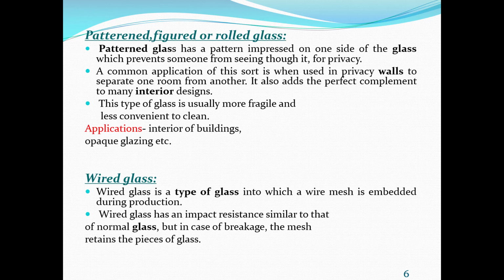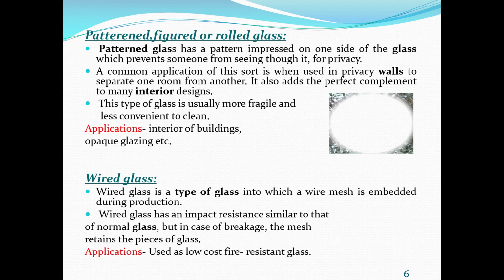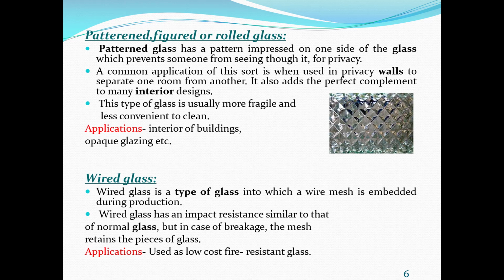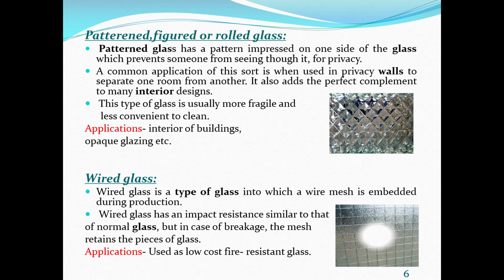So in case of breakage, the mesh retains the pieces of glass. Even if the glass is broken, it won't get powdered or split into a large number of pieces. All the pieces will be retained on the mesh, and it is used for low cost fire resistant glass. This is a figure of the patterned, figured, or rolled glass, which we already discussed for privacy. And this is the figure showing the wired glass, which has more impact resistance.